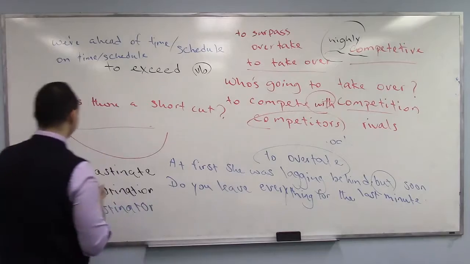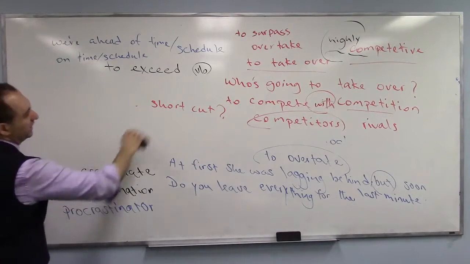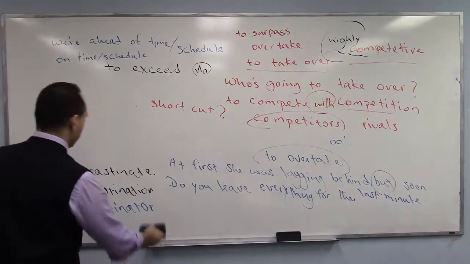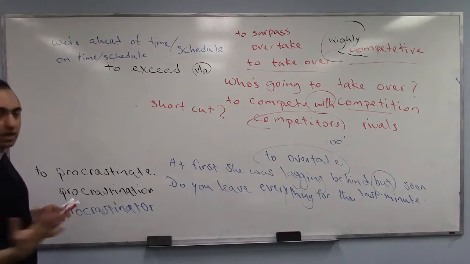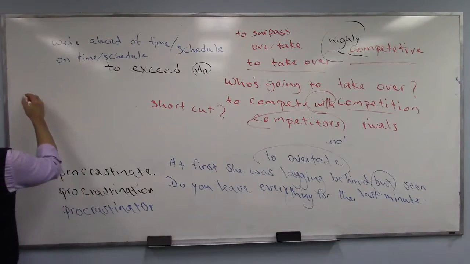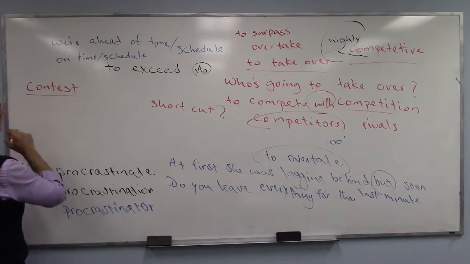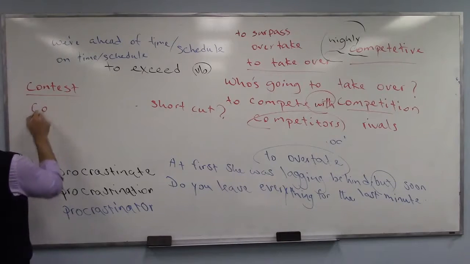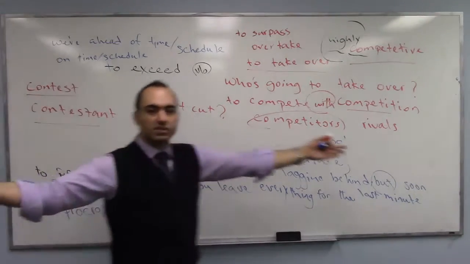Okay, now, back to the word. I want to say goodbye to this part. So when we talk about competition, there's a bunch of words, right? We have competition. On the other hand, we have contest. And the person who takes part in a contest, like a competitor, would be a contestant. Contestant.